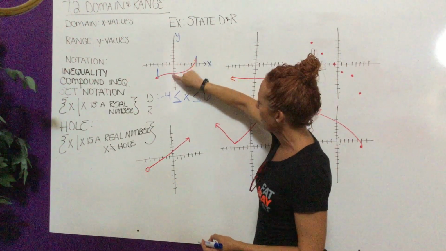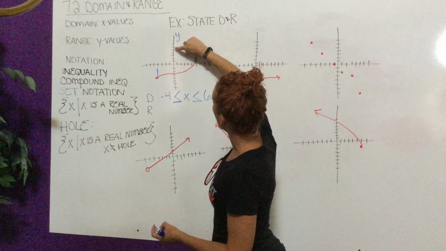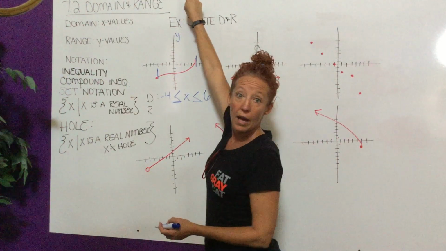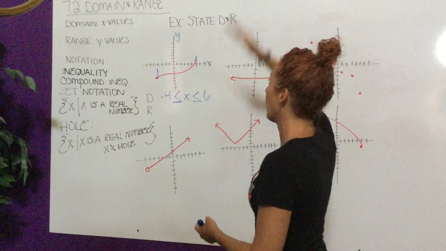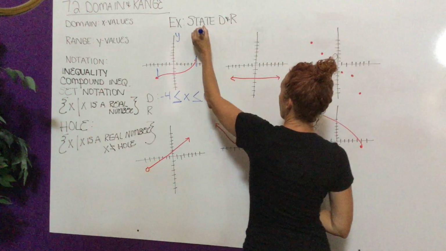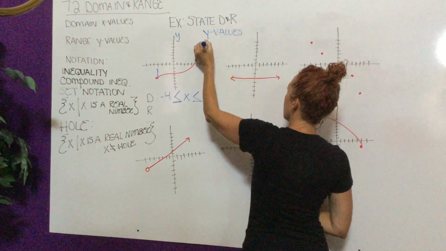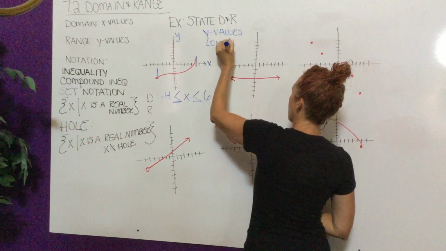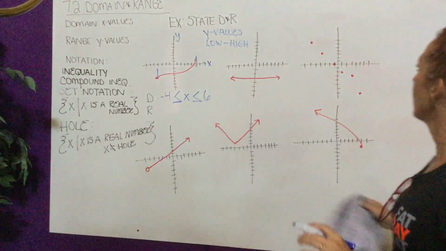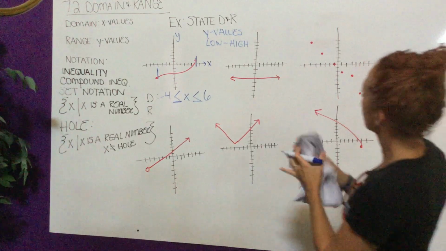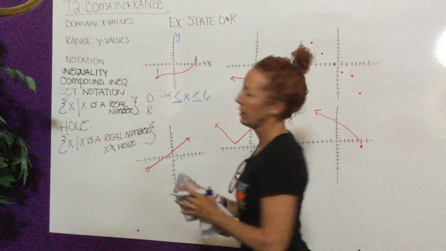Y values are the smallest as you continue going down the y-axis. Y values are getting bigger and bigger as you continue going up the y-axis. So we're going to go low to high, all right? So the y values go low to high. And again, I don't want to confuse anything for further examples, so you can write that down, and then I'm going to erase it real quick.